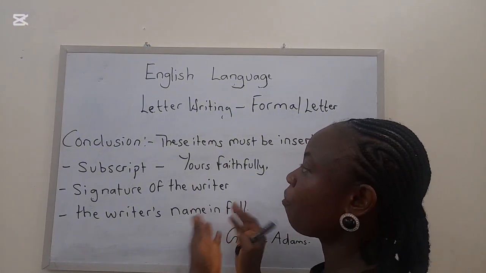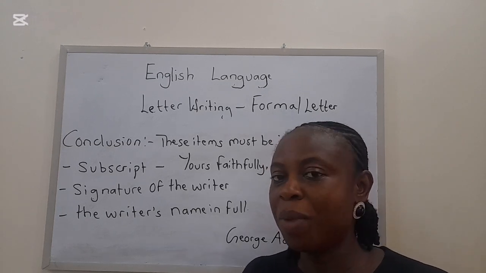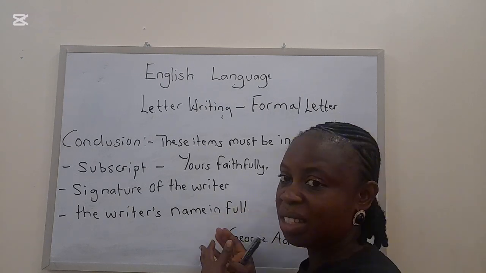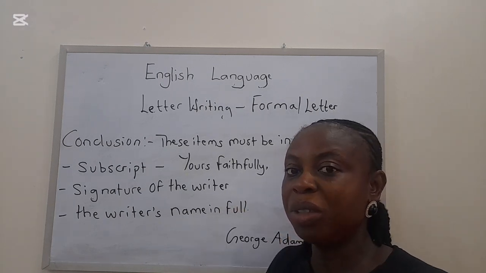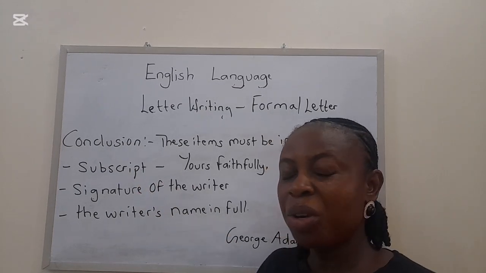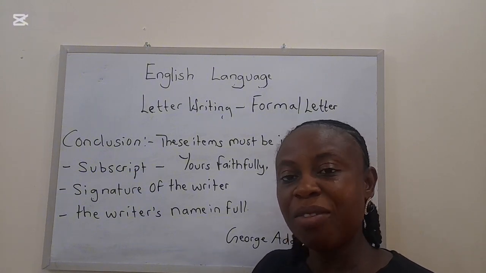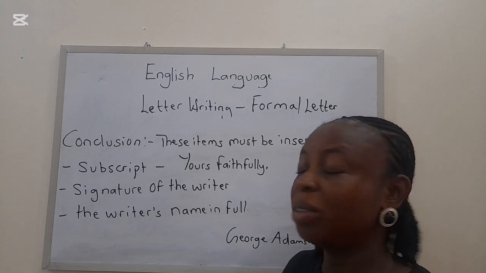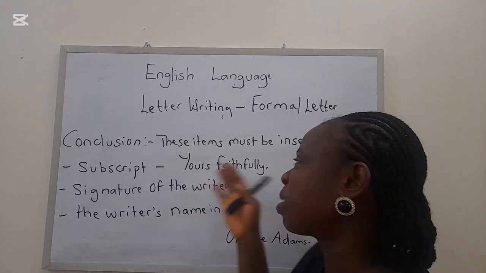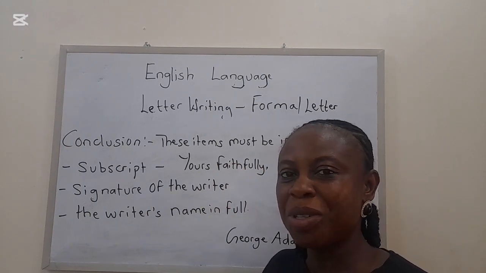Another thing not to forget when you are concluding your formal letter are these items. These items form part of your conclusion. Just like you've written in your informal letter, it's also important that you do not forget to include these items. They're part of your concluding paragraph. The first here is the subscript. How must it be written in a formal letter? Your subscript simply is Yours faithfully. I will advise you to just stick with Yours faithfully, so as not to confuse yourself.